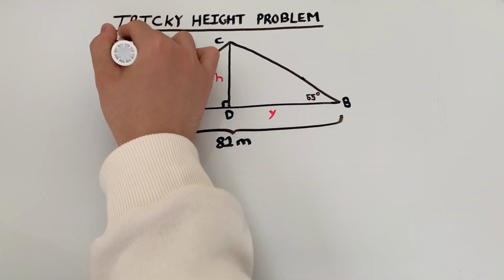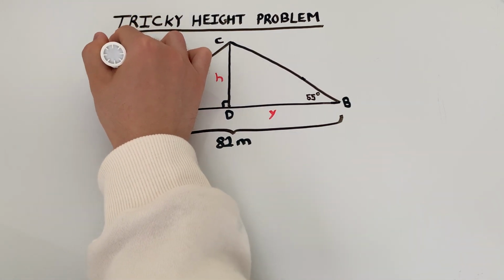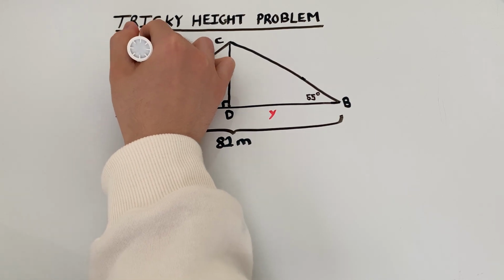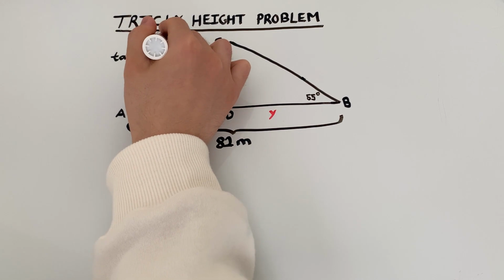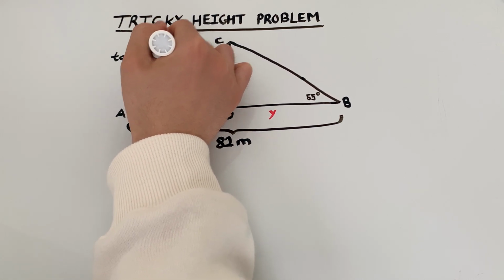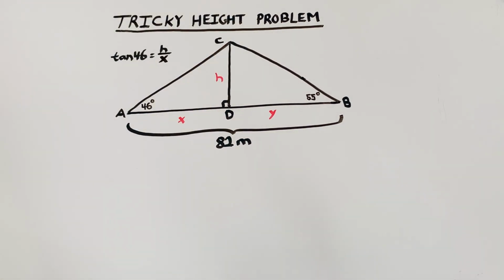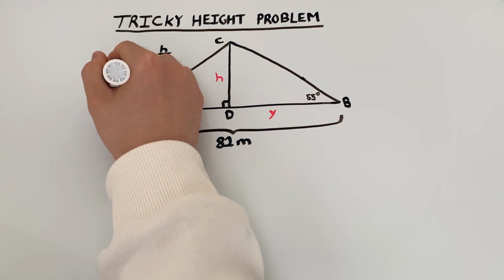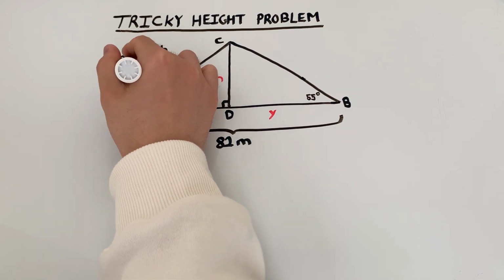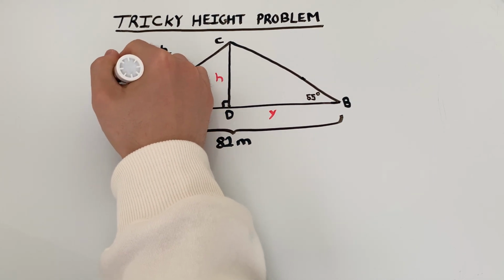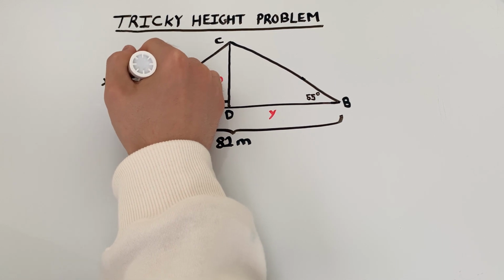So we can write that tan 46 is equal to the opposite h over adjacent x. And we can rearrange this for x if we just swap things around, and we'll find that x is actually equal to h over tan 46.